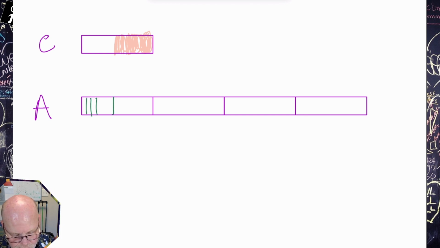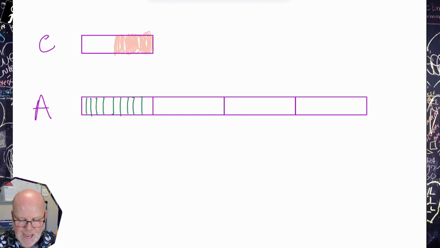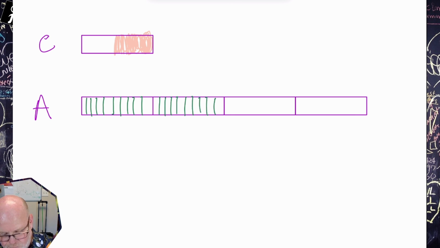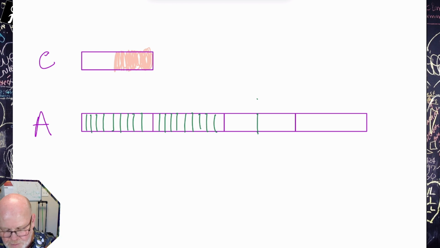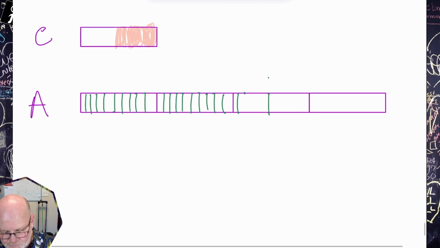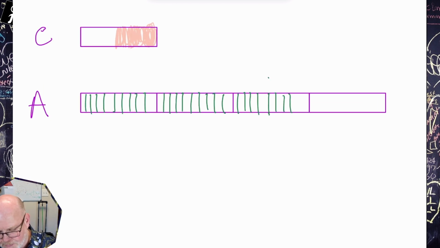1, 2, 3, 4, 5. 1, 2, 3, 4, 5. So there's 10 pieces in that unit. And then in this next unit, I'm going to cut it into 10 pieces. And the way I do it is I just cut it in half, and then I cut each half into 5 pieces. And then cut it in half, and then cut each half into 5 pieces.